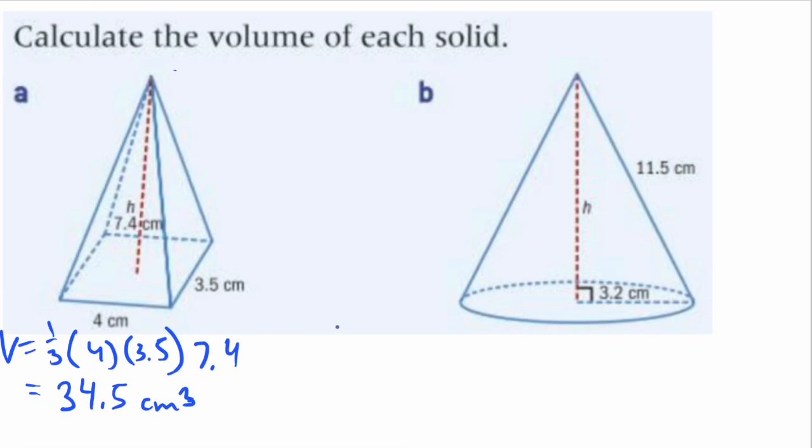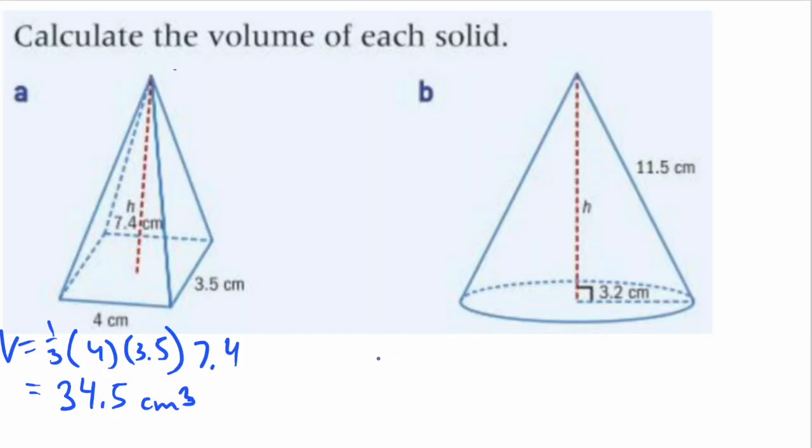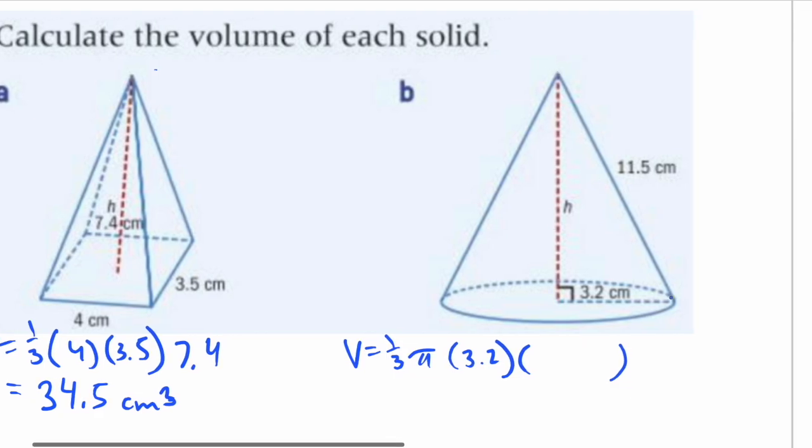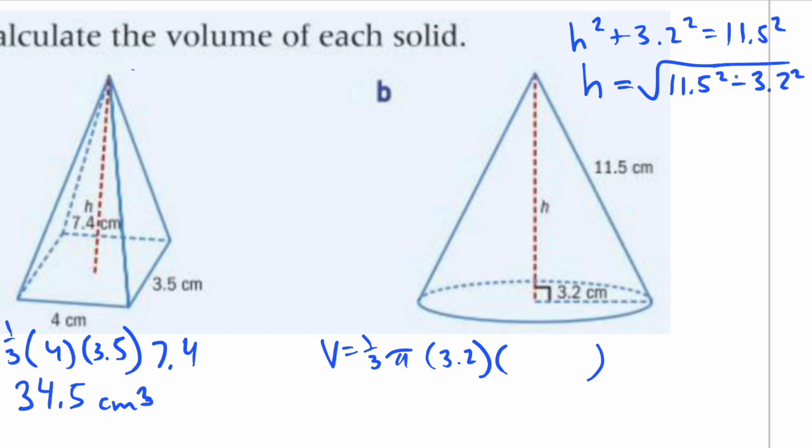The next shape is a cone. It's very similar to the pyramid formula, but it's 1/3 pi r squared h, because the area of the base is a circle, pi r squared. So we're going to use that formula. Volume equals 1/3 pi times the radius squared times the height. We don't know the height yet though, but we can find the height because this is a right angle triangle, and we can use Pythagorean theorem. So I'm going to subtract 3.2 squared from both sides and then square root. So we're going to have 11.5 squared minus 3.2 squared.